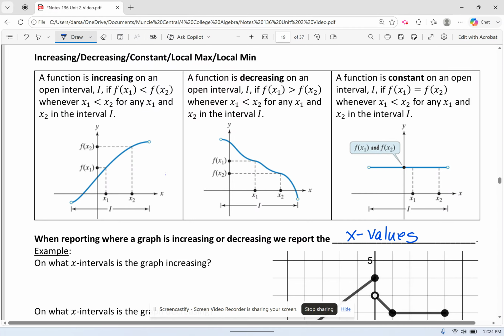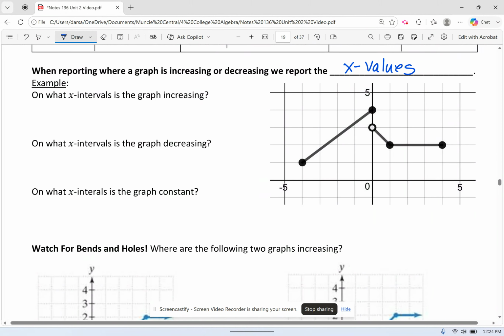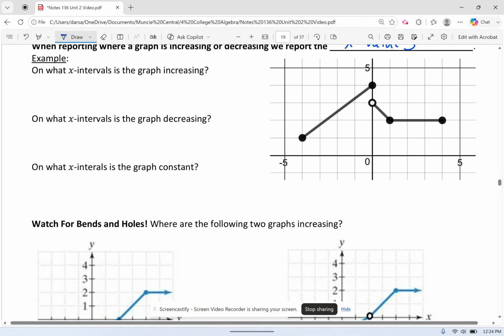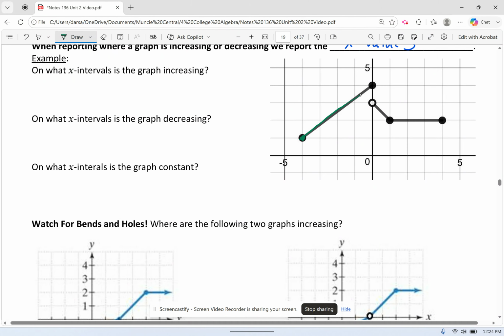So I want you to remember, we report x values. We report x values in interval notation. This is super important. So let's look at our first example here. Look at this graph. Where is it increasing? You all can probably look at it for me and go, oh, look, it is increasing from here to here. That is going uphill, right?